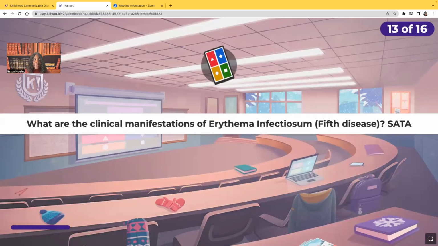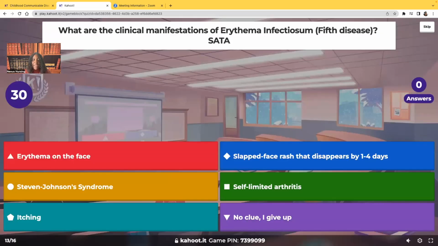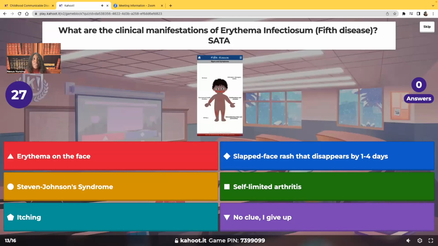Select all that apply. What are the clinical manifestations of erythema infectiosum, also known as fifth disease? What are those signs and symptoms we expect to see? Erythema on the face, slap face rash that disappears by 1 to 4 days, Stevens-Johnson syndrome, self-limited arthritis, itching. What do you guys think? Select all that apply.